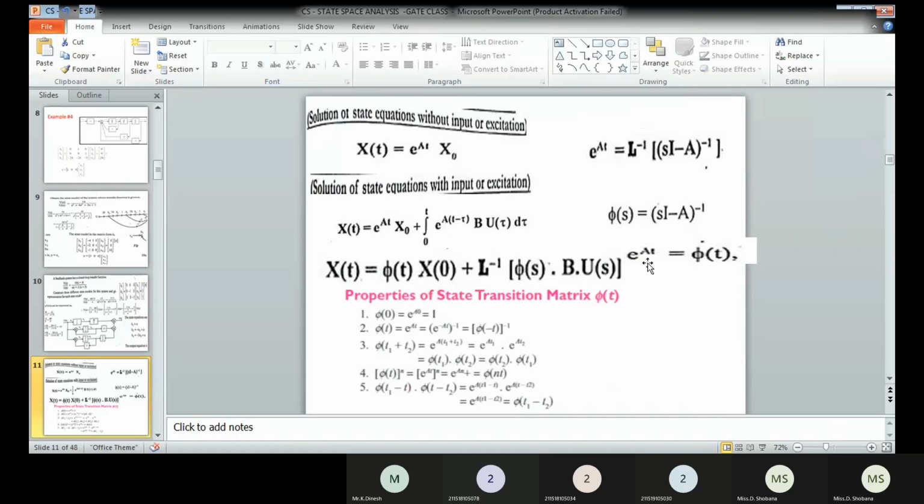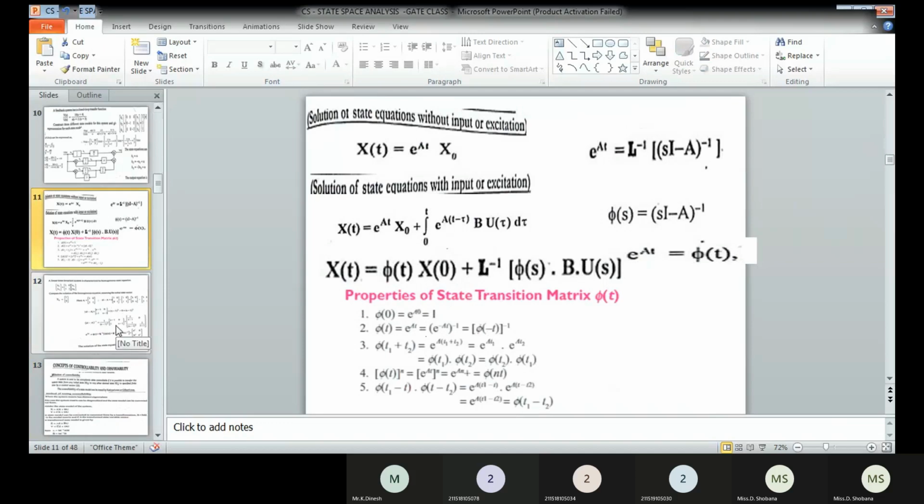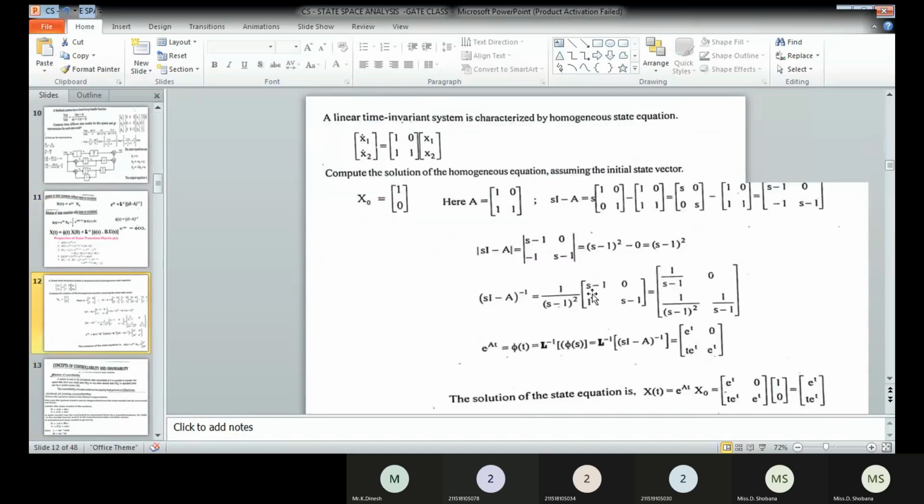Here the state transition matrix is nothing but e power at, which is phi of t. Phi of t is nothing but L inverse of (sI minus A) the whole inverse. So the e power at is the state transition matrix, which has various properties. Phi of 0 is nothing but e power 0, which is 1. Phi of t can be written as e power at, so the inverse of phi of t we can also write like this. These are the various properties, and based on this we might have questions. Then, how to determine the state transition matrix for any given state model? Here you can say a simple 2 cross 2 matrix is given in the state model.